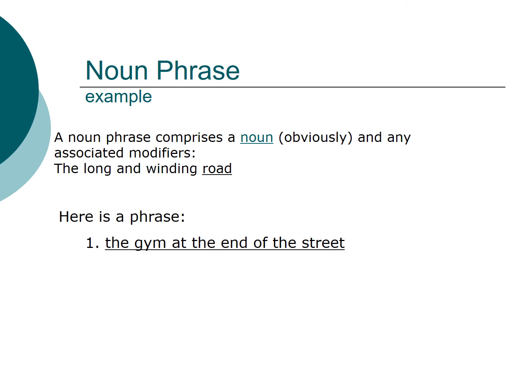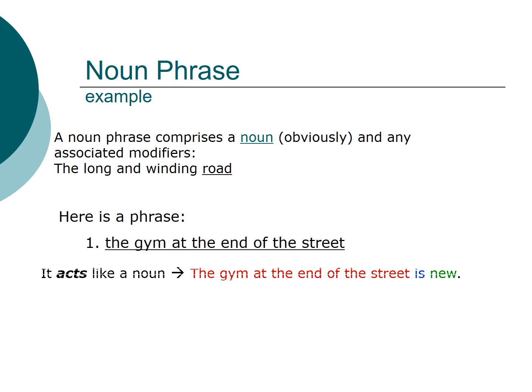About the noun phrase. A noun phrase comprises a noun, obviously, and any associated modifiers, like "the long and winding road." So, this is called a noun phrase. It is meaningless. Another noun phrase, "the gem at the end of the street." Do you know what is the meaning of this? So this is called a phrase.